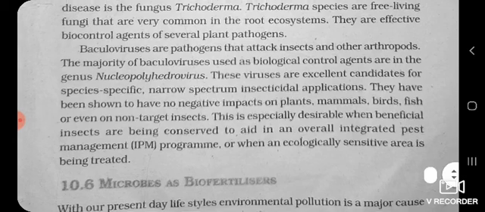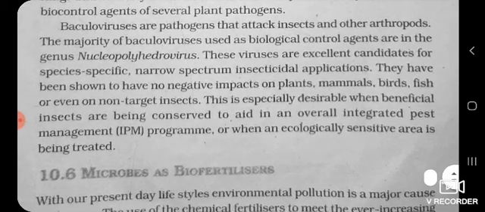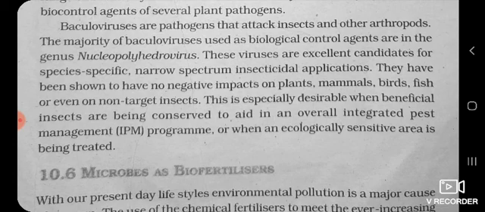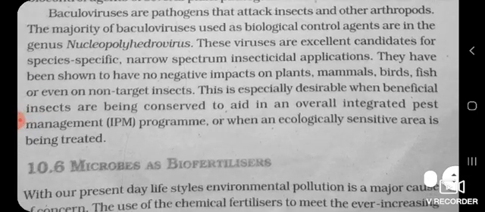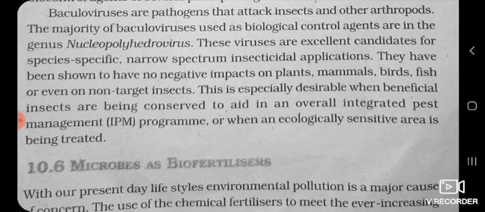The majority of baculoviruses used as biocontrol agents are in the genus Nucleopolyhedrovirus. So the genus name is Nucleopolyhedrovirus. From this genus, this baculovirus is used as a biocontrol agent. These viruses are excellent candidates for species-specific, narrow-spectrum insecticidal application. So the important thing about this baculovirus is that when we apply it on our field, it only kills the insects and arthropods. So it is called species-specific, and it has a narrow-spectrum insecticidal application.